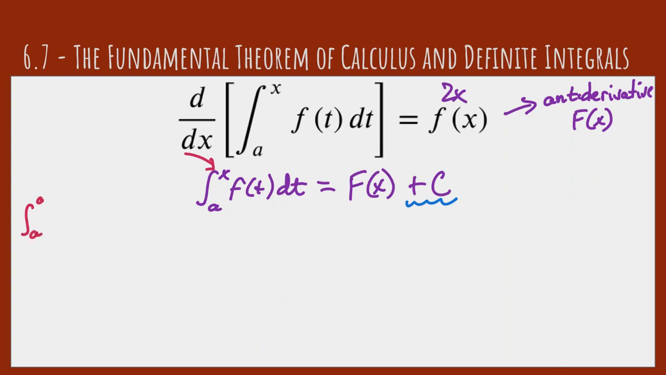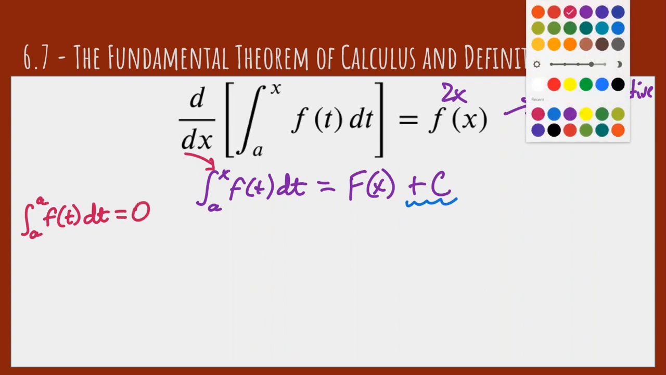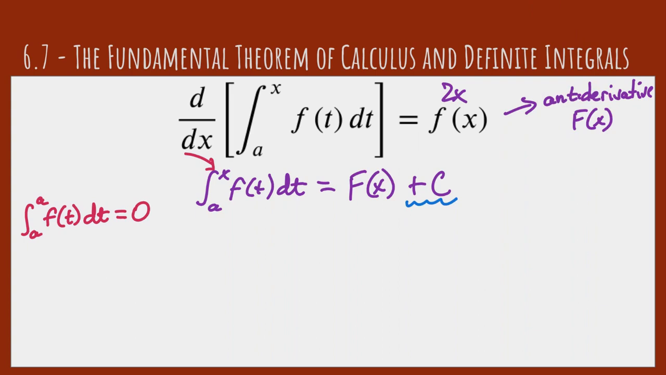So if we evaluate the integral from a to a of any function, we're evaluating an area that has 0 width because we're going from a to a, which means that this area is going to be 0. So what I'm going to do in this equation on both sides is plug a in for x. So we're going to evaluate from a to a.